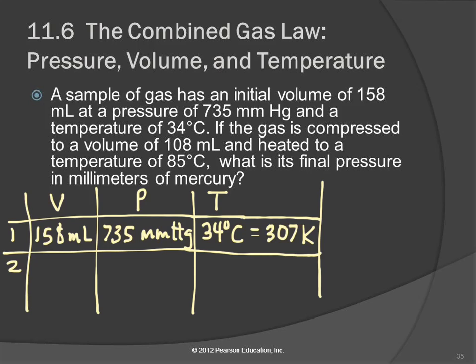Okay, if the gas is compressed to a volume of 108 milliliters, so 108 milliliters, and heated to a temperature of 85 degrees, so we have to add 273. 273 plus 85, 358. What is the final pressure? Oh, good. Our table here has one empty box. So we're looking for P2.